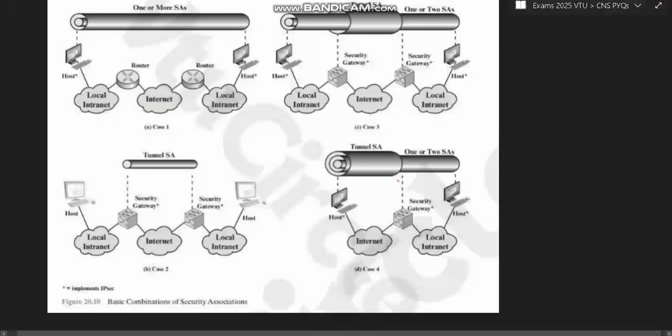Next is case four, wherein we have a firewall. The firewall is something like this. The host will be here, along with the intranet, local internet, and security gateway. The host will be connected to the two SAs, and one of the hosts will be connected to the tunnel SA. The security gateway will always be connected to the tunnel SA only. This is the diagram you need to draw.